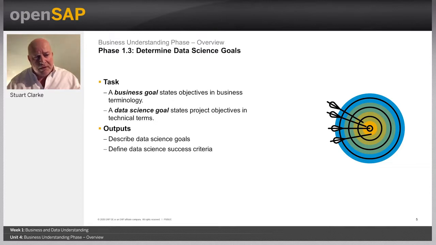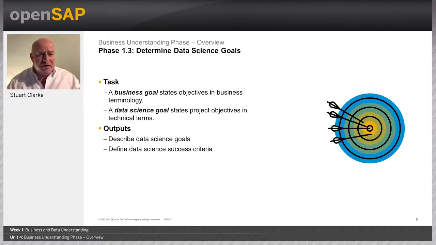Task 3 is to determine the data science goals. A business goal states the objectives in business terminology, and we define this in Task 1. A data science goal states the project objectives in technical terms. So, for example, the business goal might be increase sales to existing customers. A data science goal might be predict how many widgets a customer will buy, given their purchases over the past 3 years, demographic information such as their age and salary and where they live, and the price of the item.